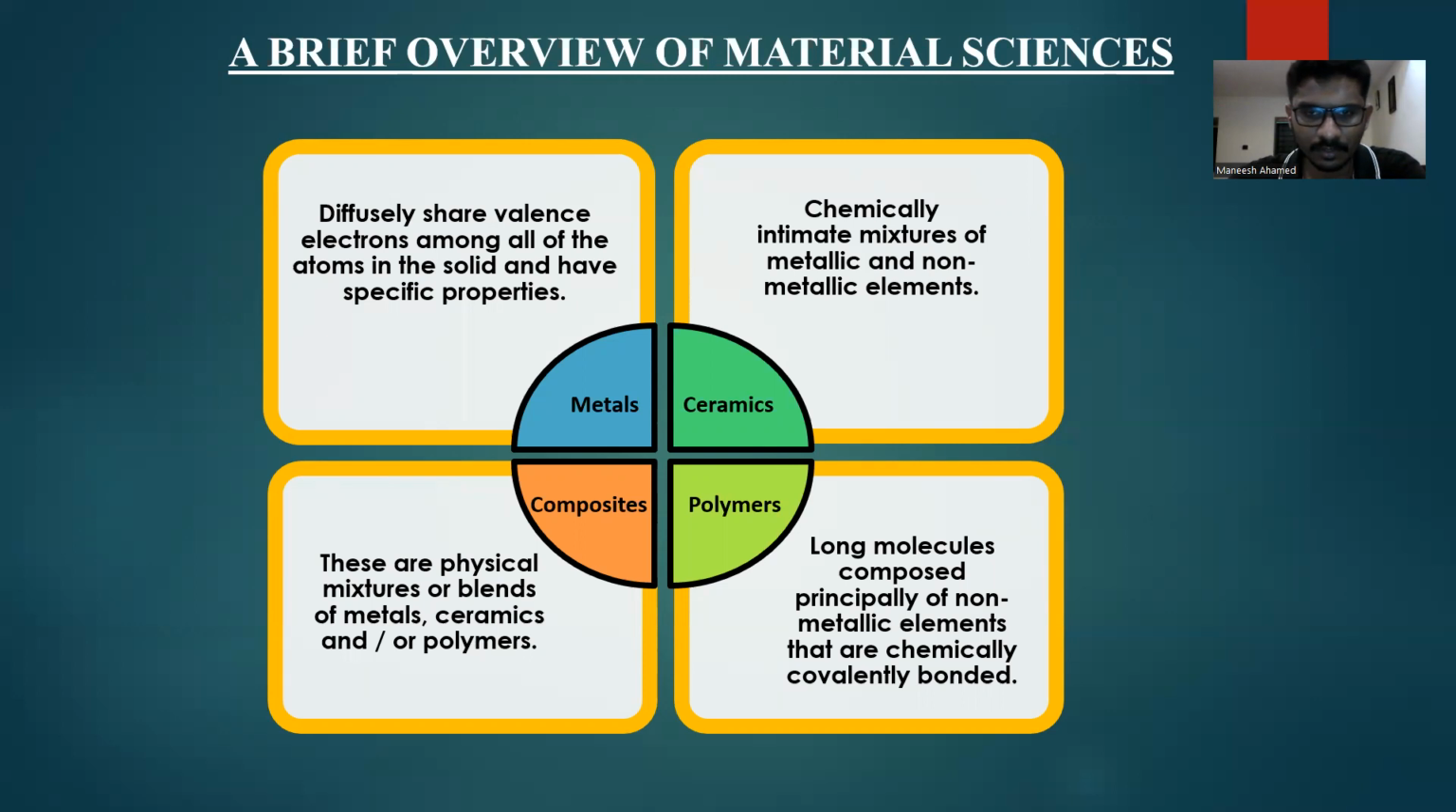But ceramics is a contrast. It is a chemical mixture of metallic and non-metallic elements, which does not have any particular order of arrangement. So its properties also depend upon that. Whereas composites are physical mixtures or blends of metals, ceramics, and polymers. So composite is entirely a different category, which is different from both metal and ceramics. And polymers, on the other hand, are another special material made up of long molecules composed principally of non-metallic elements that are covalently bonded.